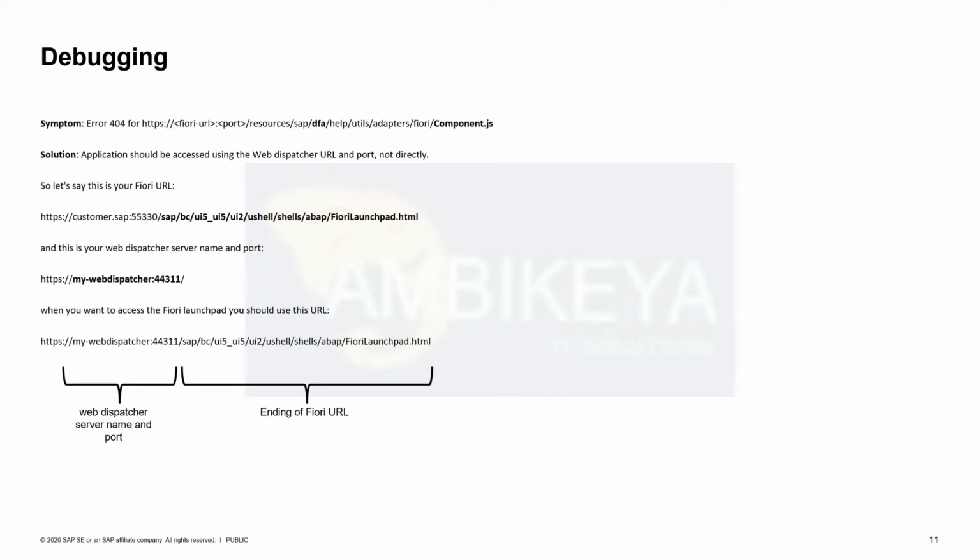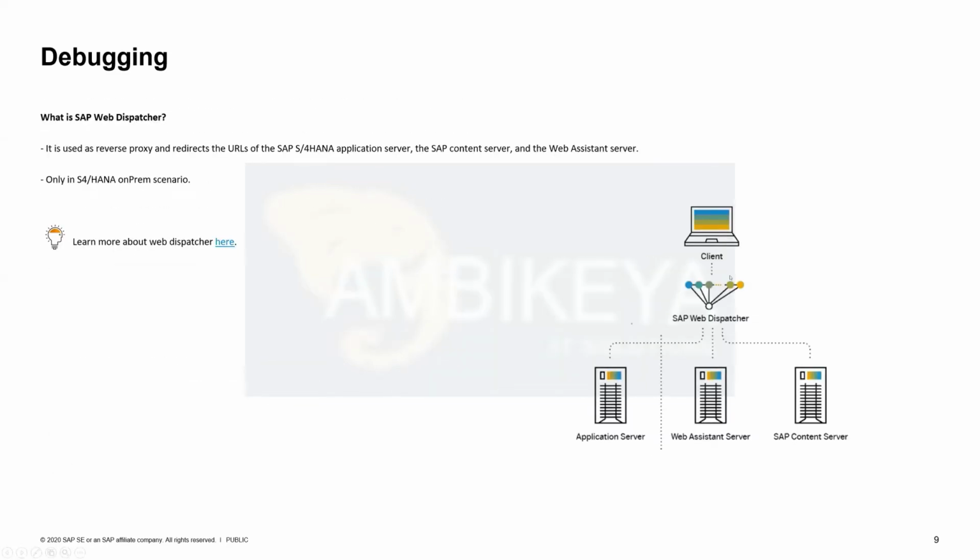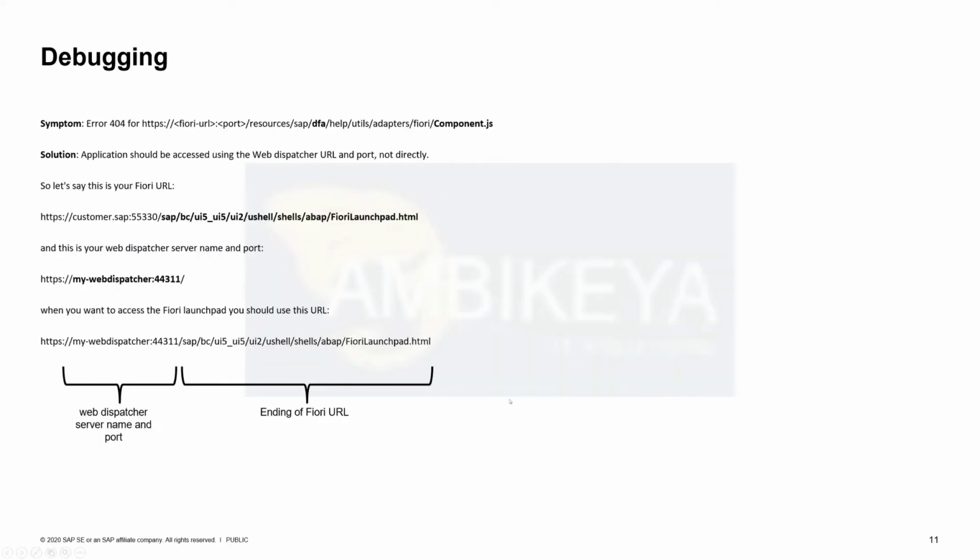The next thing also related to web dispatcher: you see for the same call, DFA component.js, that's how you can figure out that it's web dispatcher. So the next thing is, instead of 503, you see 404. And this is the case that I told you, that the customer should not access the application directly. If they get 404, it means that they're not going through web dispatcher. Instead, they're accessing the application directly. So they don't use the correct URL.